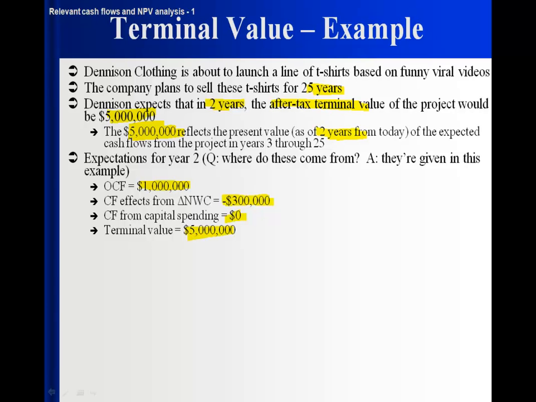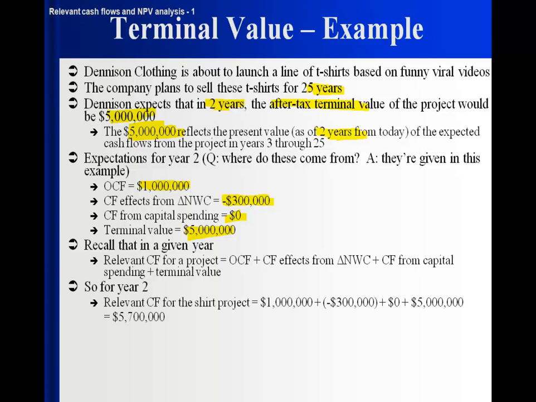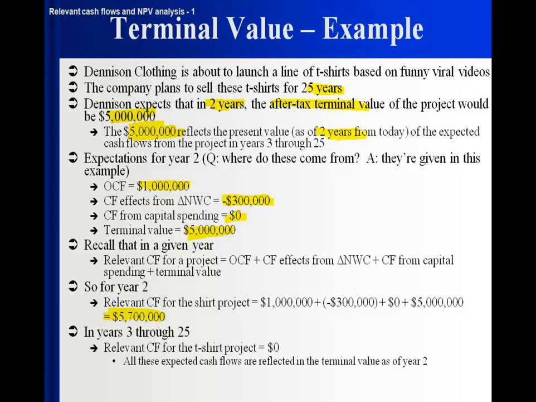So the question is, what would be the relevant cash flows that would go into our analysis for year 2? So remember, you just add up operating cash flow plus cash flow effects from change in net working capital plus cash flow from capital spending plus terminal value. And you do that and you get the cash flow that we'd use in our analysis in year 2 of 5.7 million. Years 3 through 25 would be 0.